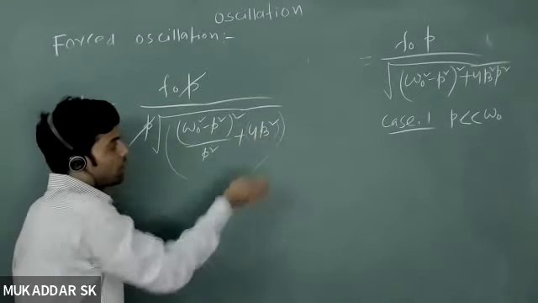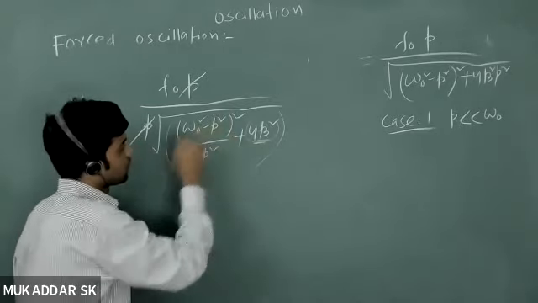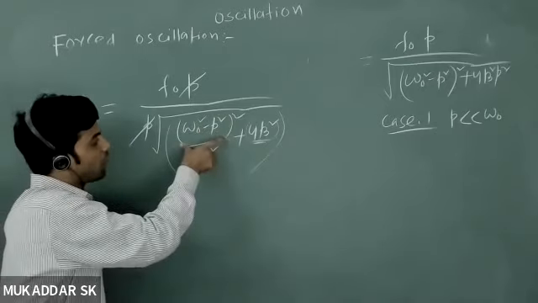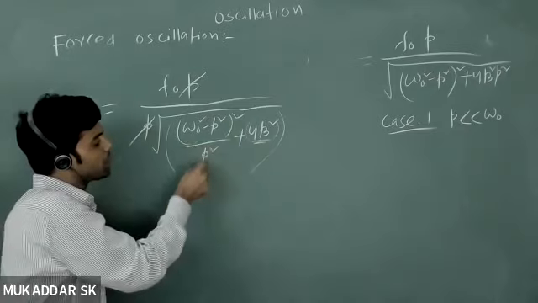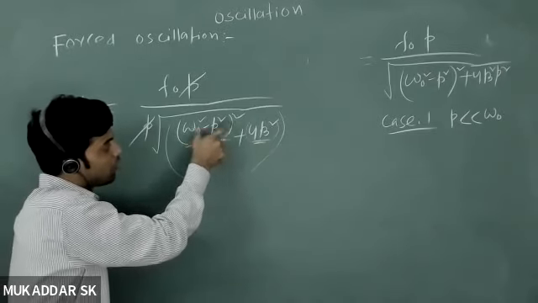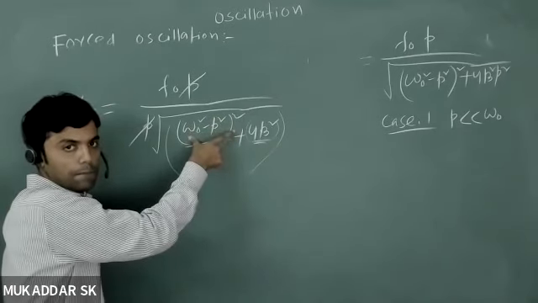डिनोमिनेटर कब मिनिमम होगा? बिकॉज 4 बीटा स्क्वायर इज सेपरेट. Now look at this part. When this part will be minimum? Because this is always be positive. Why? Because P square you will have some positive number. Omega naught square minus P square whole square, that will always be some positive number. That is no doubt, right?